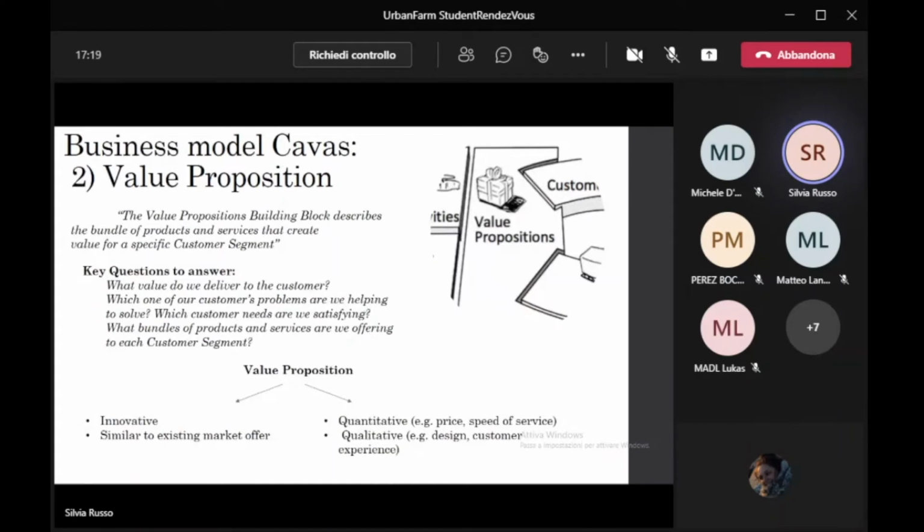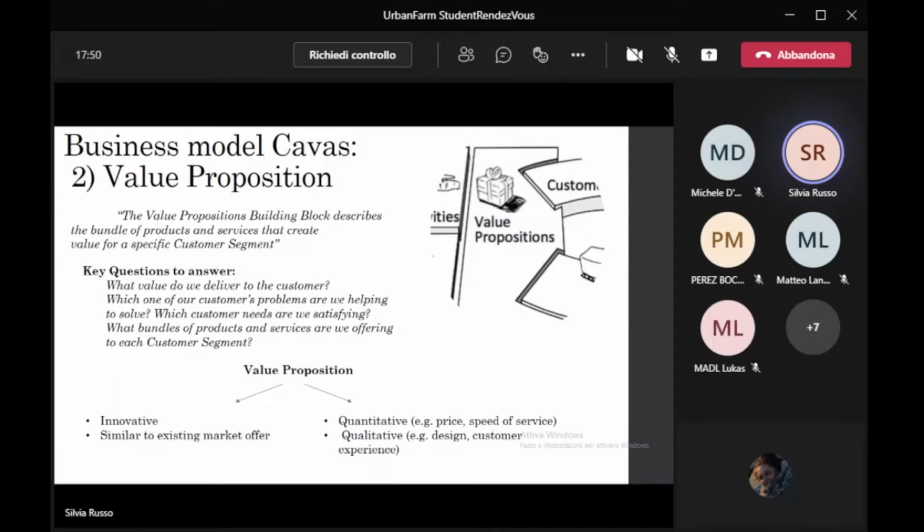Value proposition building blocks describes the bundle of products and services that create value for a specific customer segment. And the authors suggest answering questions such as what value do we deliver to the customer, which one of our customers' problems are we helping to solve, which customer needs are we satisfying, and what bundles of products and services are we offering to each customer segment.